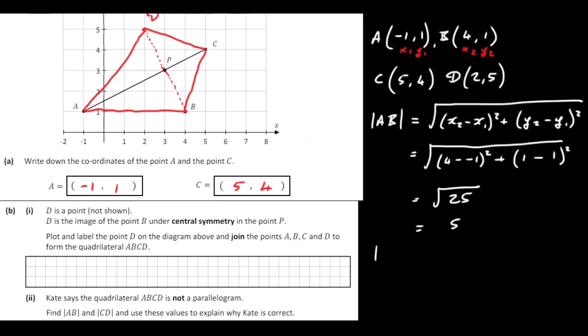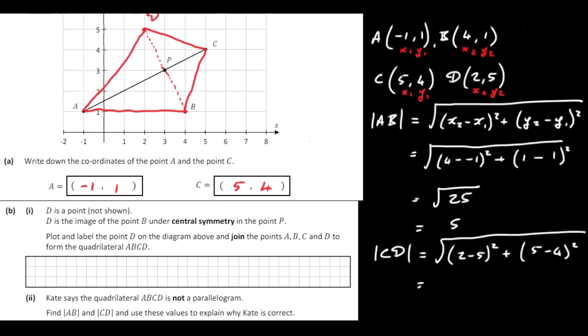Let's have a look at CD then. CD, again it's the same thing. I'll mark them again, x1, y1, x2, y2, and we'll stick the numbers into the formula again. So it's (2 minus 5) squared plus (5 minus 4) squared. When you do that, you get, let's see, 2 minus 5 is minus 3. When you square minus 3, you get plus 9. 5 minus 4 is 1. 1 squared is 1, so we get the square root of 10.